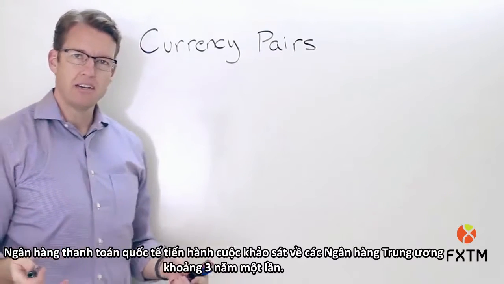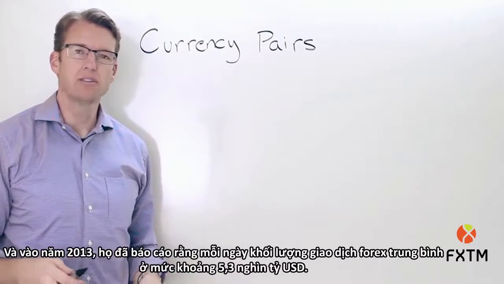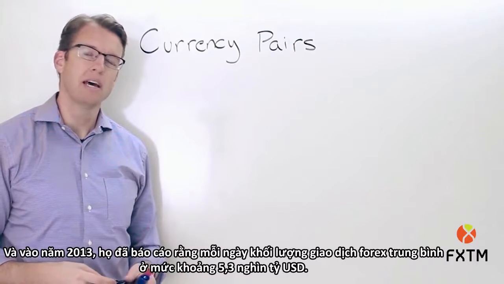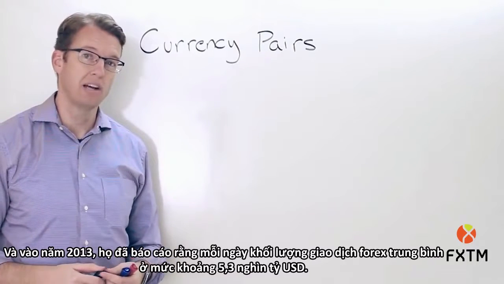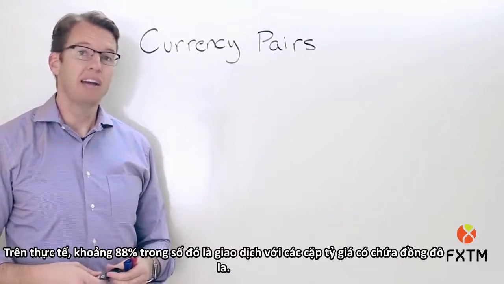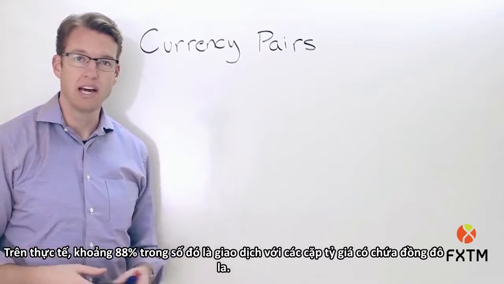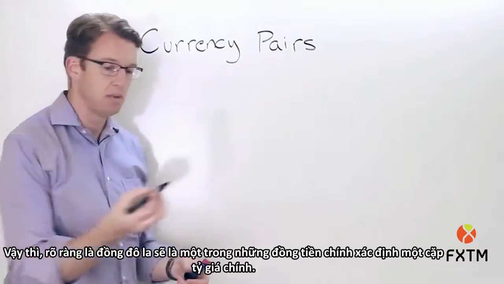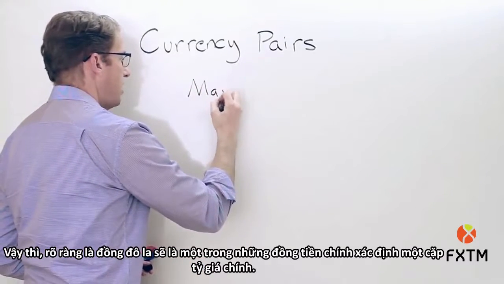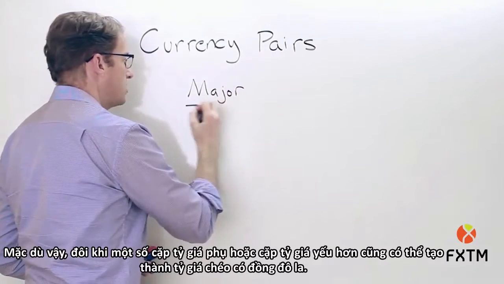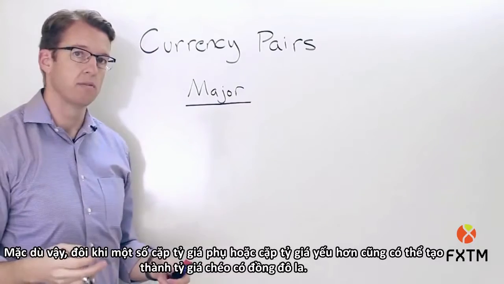The Bank for International Settlements does a survey of central banks about every 3 years. And in 2013, they reported that there was an average volume in the Forex of about $5.3 trillion per day. Now, about 88% of that actually was with currency pairs that had the dollar on one side or the other. So it's obviously going to be one of the key currencies that will identify a major pair, although some of the more minor pairs or exotic pairs will also be crossed with the dollar from time to time.